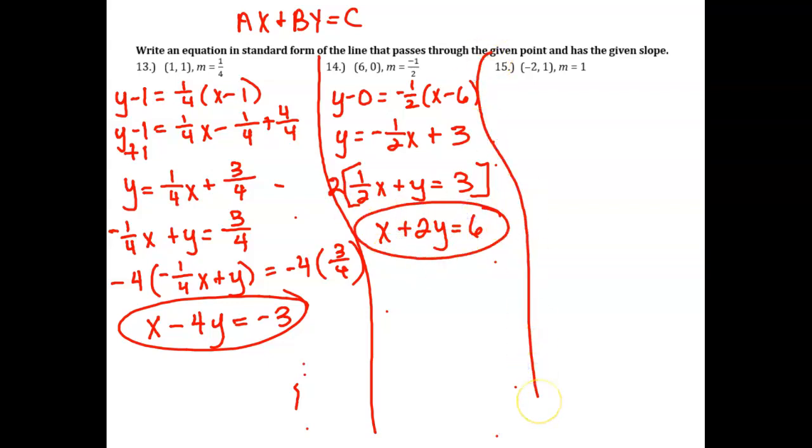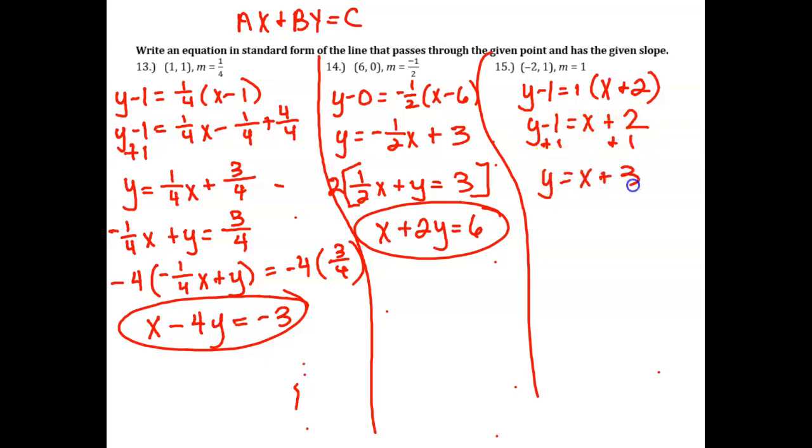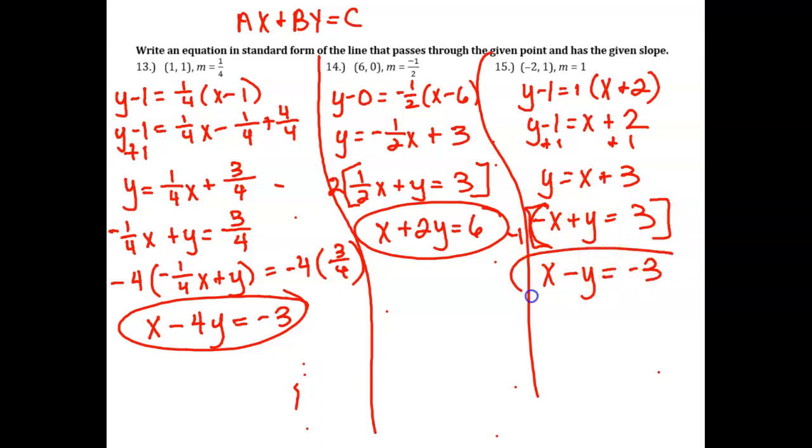Okay, and then number 15, point slope form, y minus 1 equals 1 times x plus 2. All right, we distribute: y minus 1 equals x plus 2. And we'll add 1 to both sides. So when we add 1, we get y is equal to x plus 3. Bring the x to the other side to get it to standard form. Negative x plus y is equal to 3. Now we're going to multiply everything by negative 1. x minus y equals negative 3.